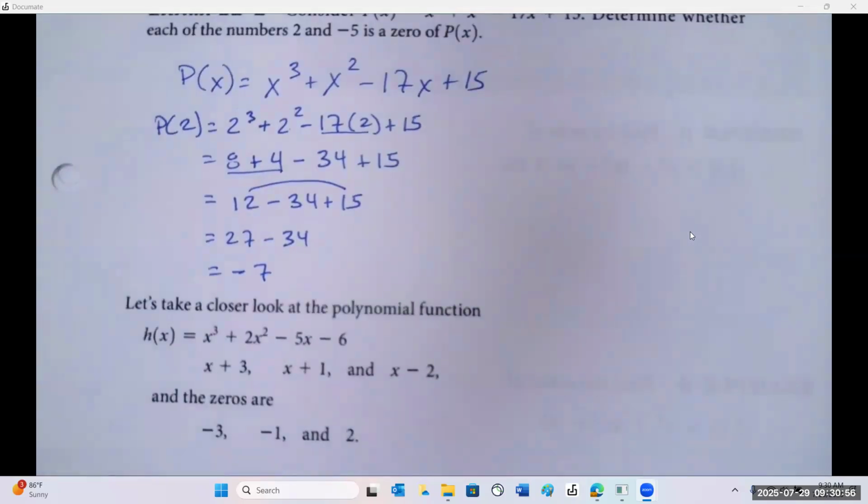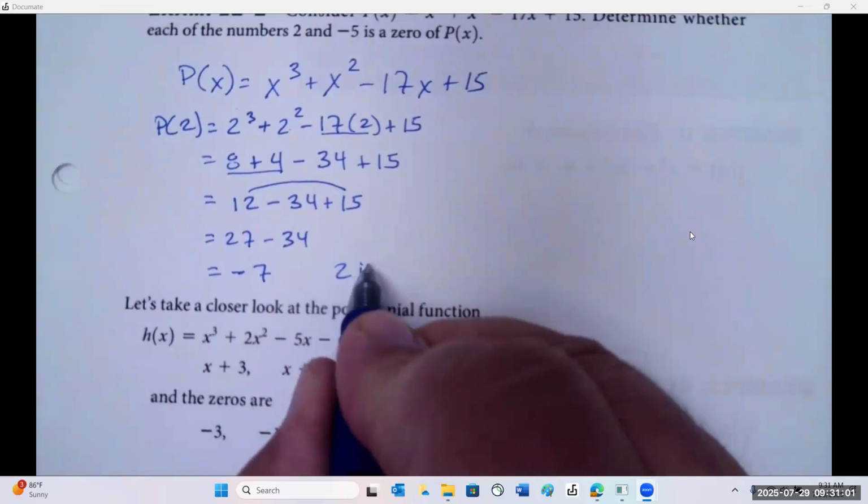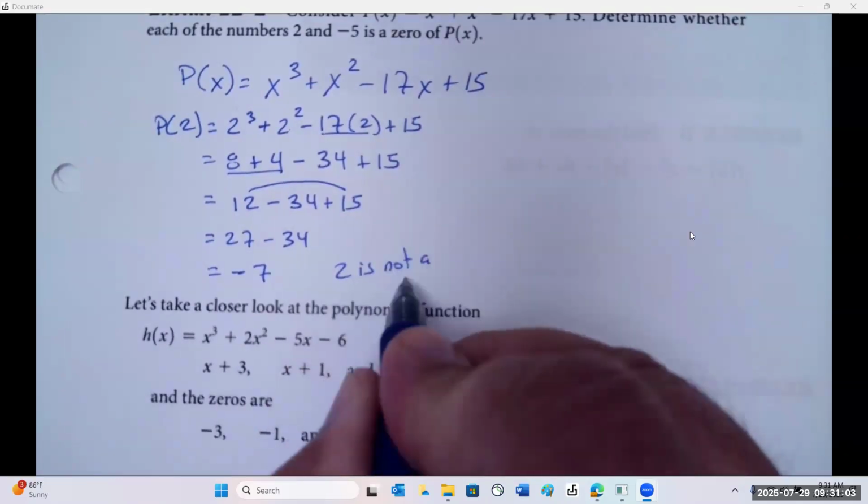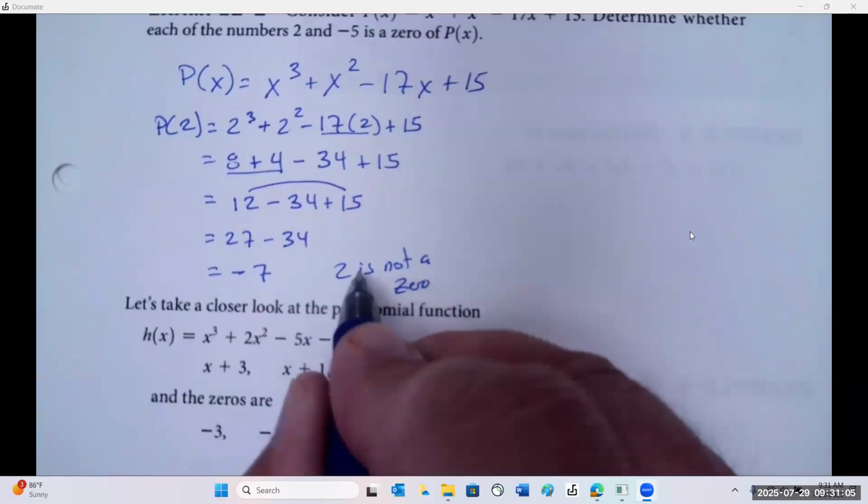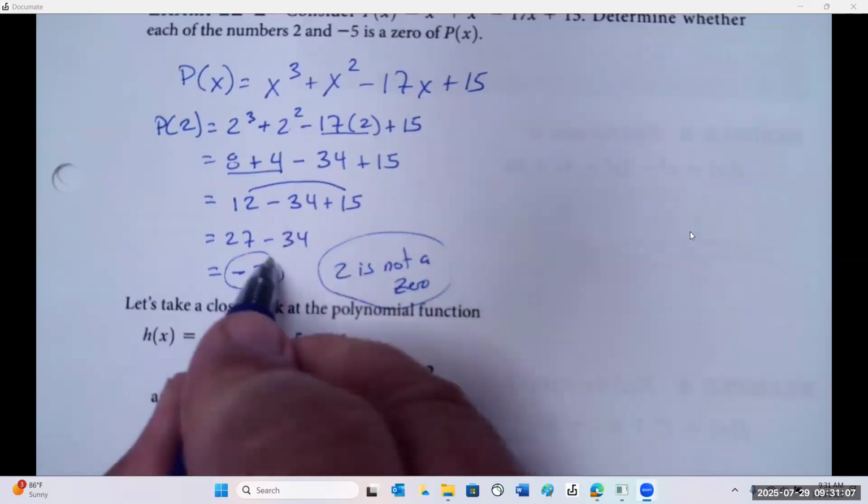So is 2 a zero? Nope. 2 is not a zero because it didn't equal 0.